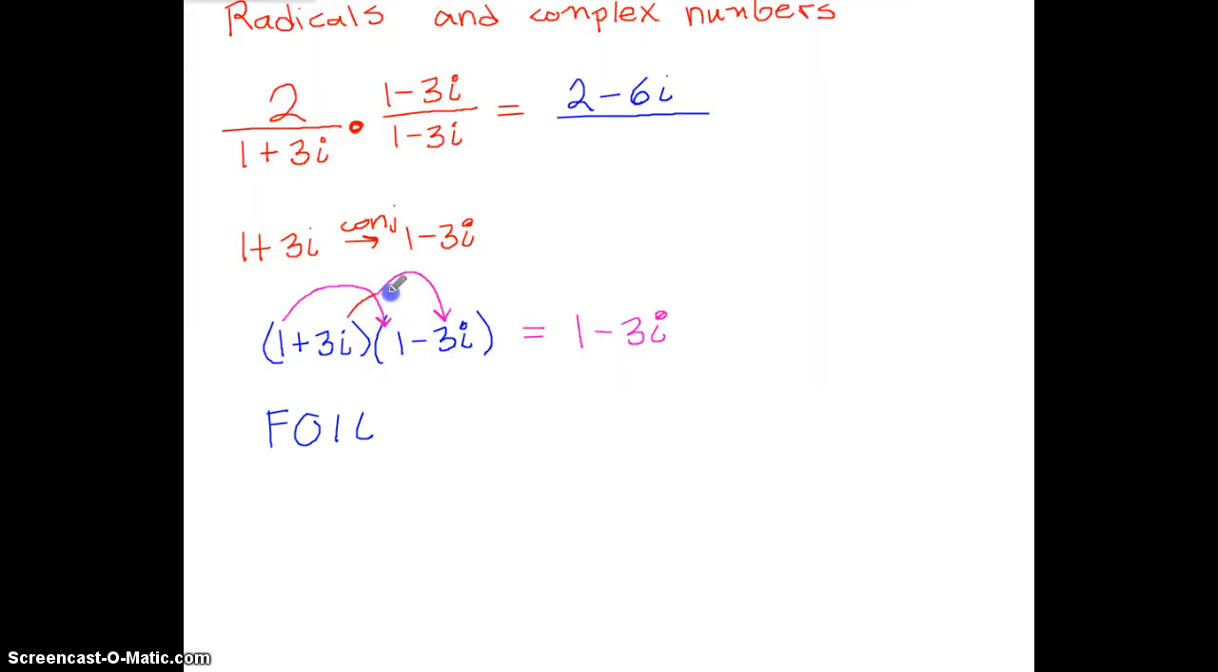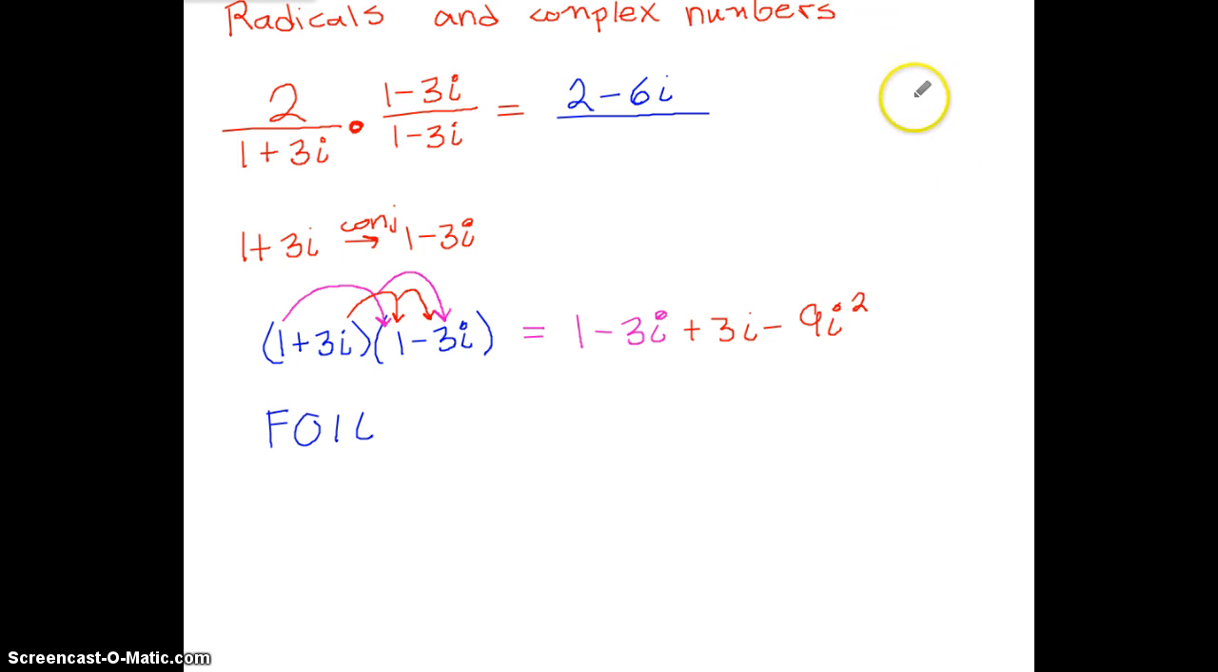So we have 3i times the 1, and then the 3i times the negative 3i. So we're going to have a positive 3i minus 9i squared. And you can almost treat the i as if it were a variable, where if we had a's there instead of i's, you just multiply them together and you get a squared or a cubed or anything like that. So just kind of treat it like a variable for now.